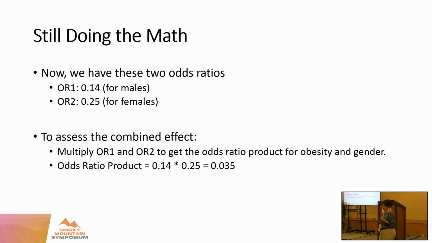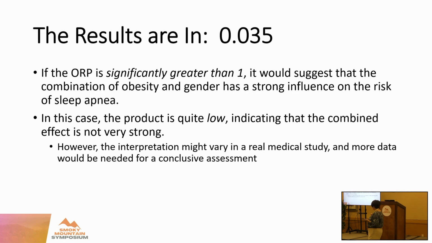And again, the odds, what are the chances? So when you're thinking of this, odds are chances, just like when you're gambling. And to assess the combined effect, you're going to multiply the 1 and the 2 and get the odds ratio. And so for this, for the obesity and gender, it calculated to that 0.035. So that one was not significantly greater than 1, so it's suggesting that in this case the product is quite low, indicating that the combined effect is not very strong.